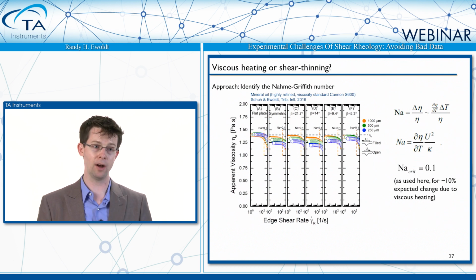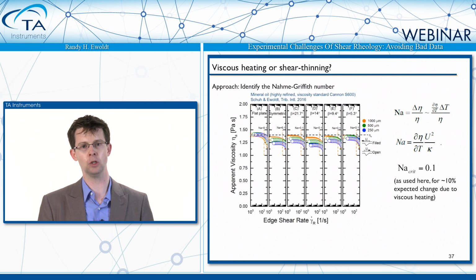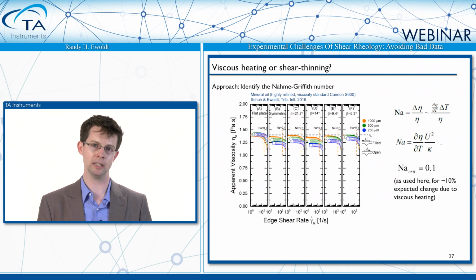How could you tweak this around? You can't change much. Changing the gap here doesn't fundamentally change your Nahme number. You can't change out the thermal conductivity if you're trying to test the same fluid. It's actually really tricky. What you can change is the range of velocities that you need to achieve the shear rates that you're trying to get. And that's how you can tweak the Nahme number to maybe be in a better range for your particular measurements.